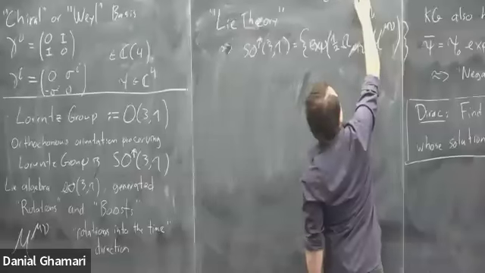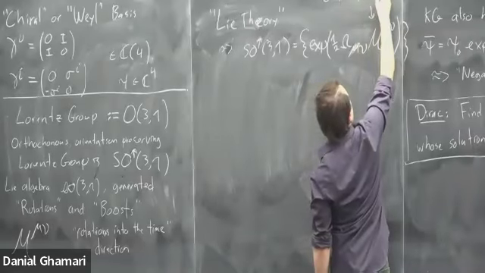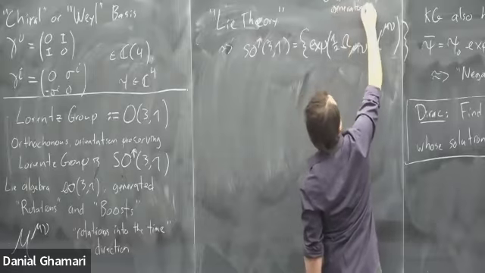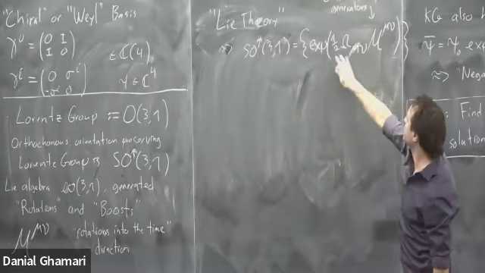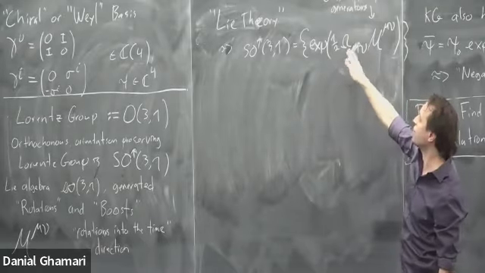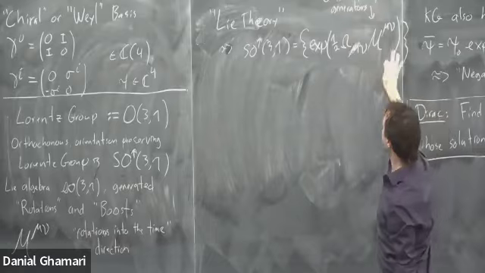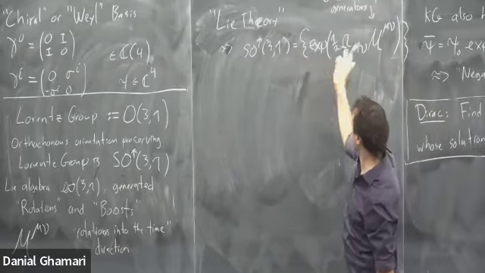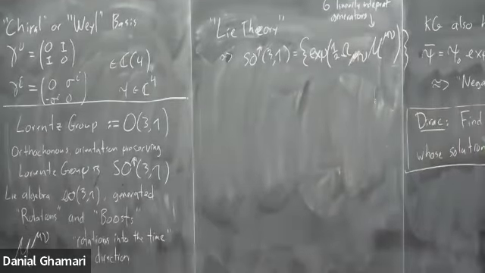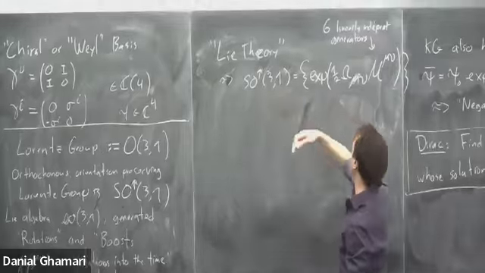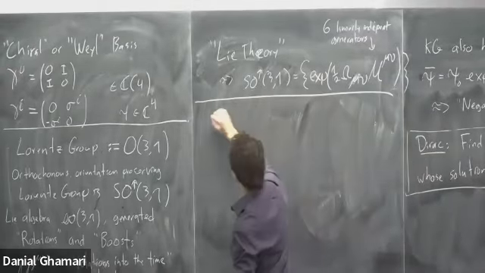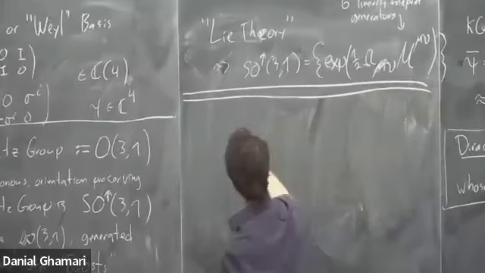linearly independent generators. So the Lie algebra, this set of all possible linear combinations, where omega ranges over all possible coefficients, captures the surjective image as the connected component of the identity of the Lorentz group. So we're expressing everything in the Lorentz group in this way. Okay, so this is a little bit of context for Lie theory.